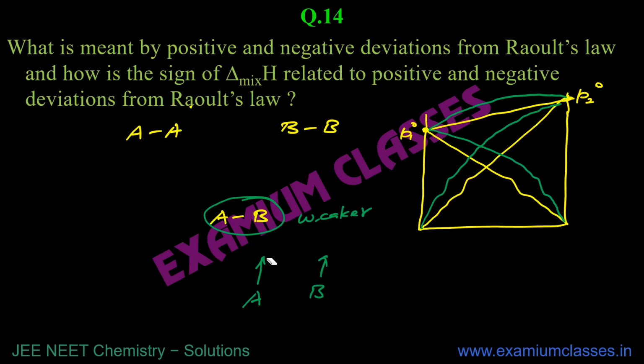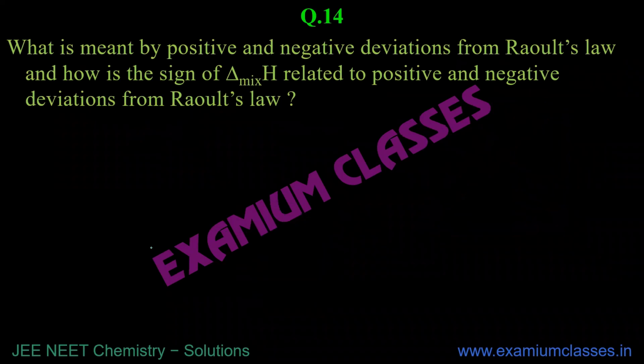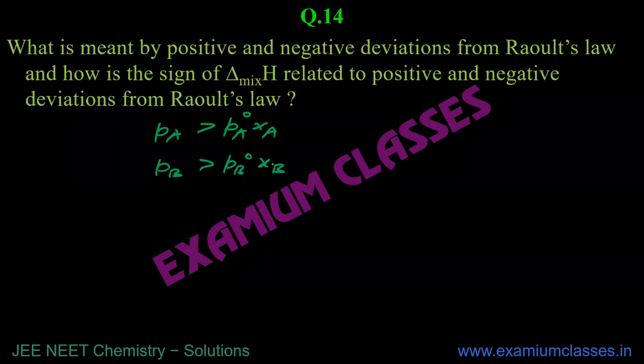Positive deviation. Then in terms of partial pressure, I will say PA will be greater than PA naught XA, or you can say P1 naught X1. And then PB will be greater than PB naught XB. During the class also, someone asked whether it will be for both or one. It will be for both. So that's why I have written it for both component A and component B.